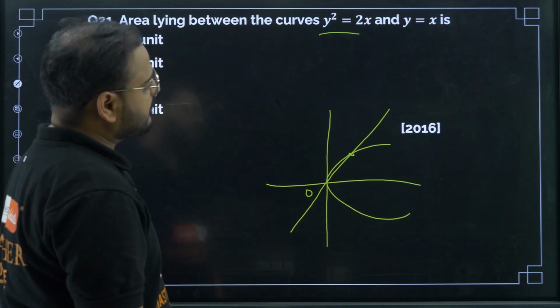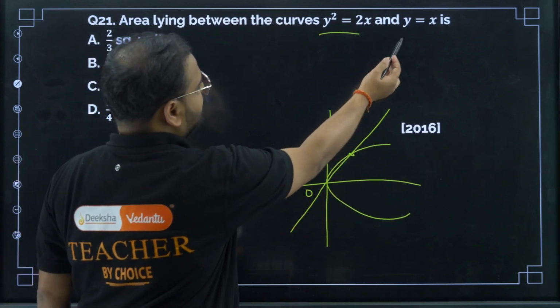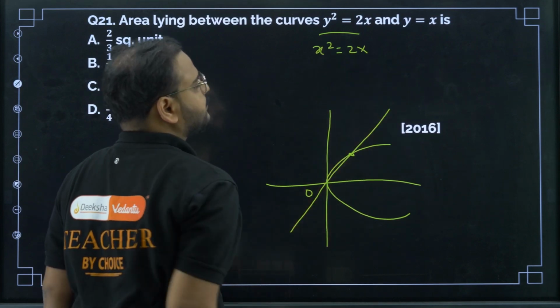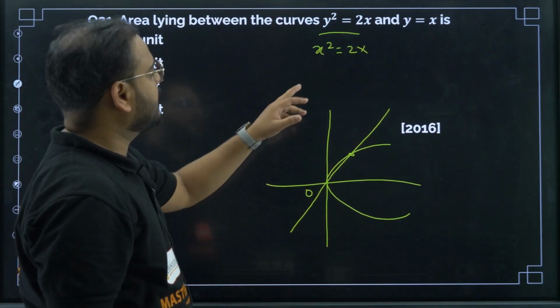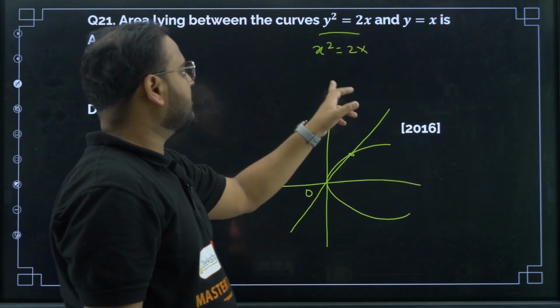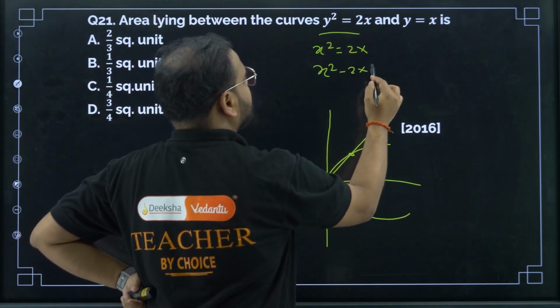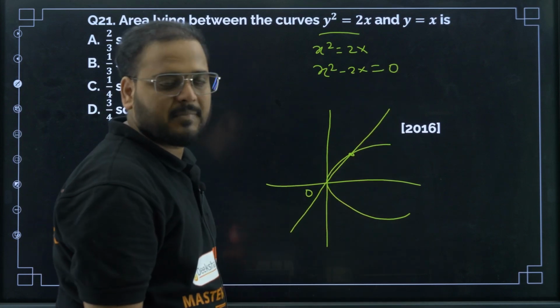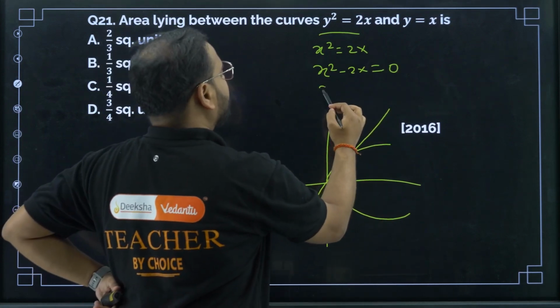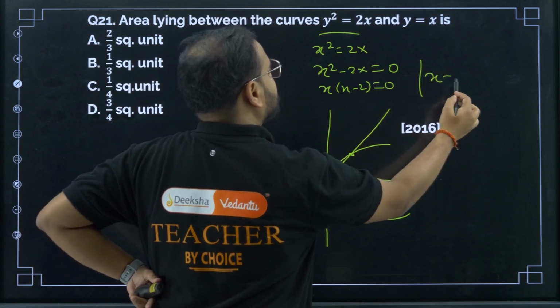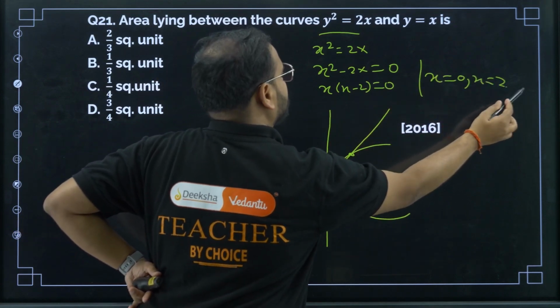How will you find this coordinate? Tell me. So put this condition in this. You're gonna get what? X square equals to 2x. Yes, y equal to x is there. So put it in this condition, x square equals to 2x. Now bring this over here. You get x square minus 2x equals to 0. So you're gonna get x times of x minus 2 equal to 0. So the values are x equals to 0 or x equals to 2.